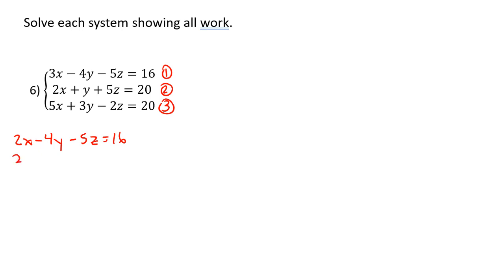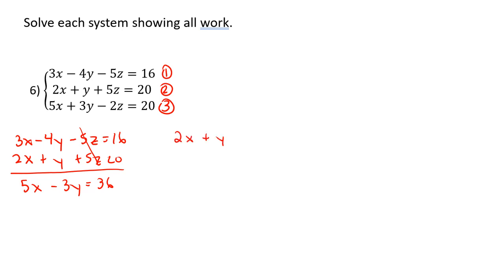Oops, that should be a 3x. There we go. All right, so this time the z's are going to cancel out. We got 5x, negative 3y equals 36. Once again, we want to pick 2 equations that can let us eliminate z's. It looks like we're going to do 2 and 3. The signs are opposite, so we just do a little multiplication, but at least the signs are opposite for us.